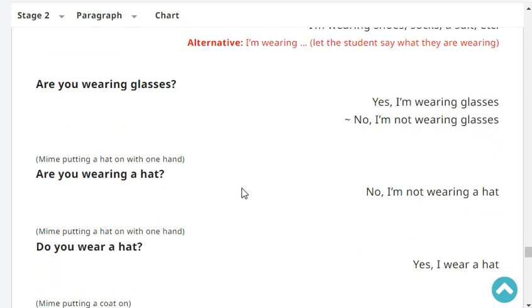Wait, do you wear a hat? Yes, I wear. You never wear? Ah, yeah. So the first one is, are you wearing a hat? So that's now. Are you wearing a hat?